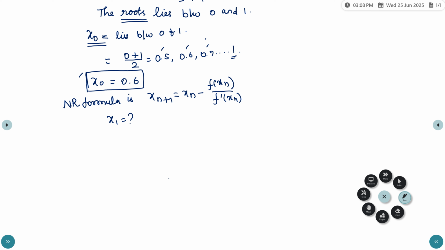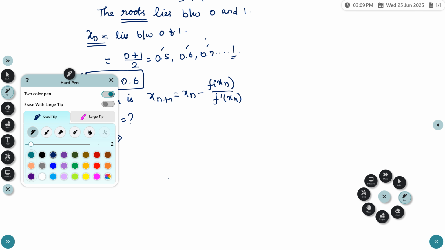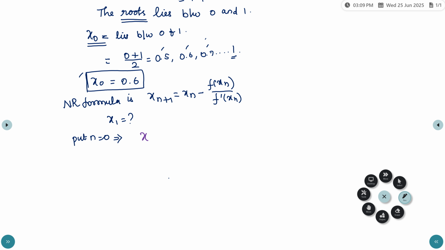Now, put n = 0. If n = 0, the formula becomes x1 = x0 - f(x0) / f'(x0). Okay, this is the formula for x1.